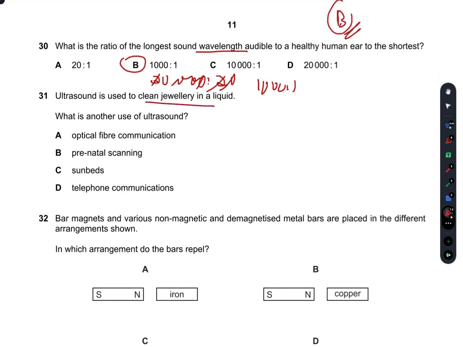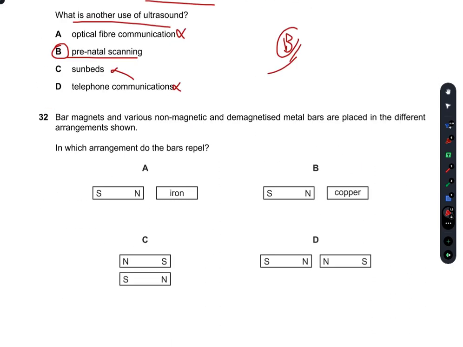Ultrasound is used to clean jewelry in a liquid. What is another use of ultrasound? Optical fiber communication. No, light is involved here. Prenatal scanning. Yes. B is the right answer. Sunbeds. No. Telephone communications are made by radio waves. So B is the right answer.